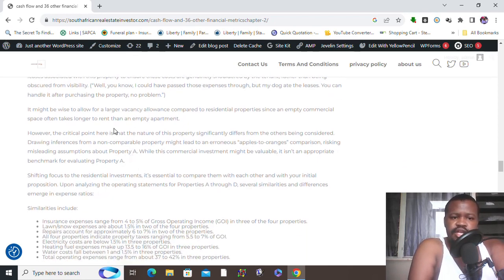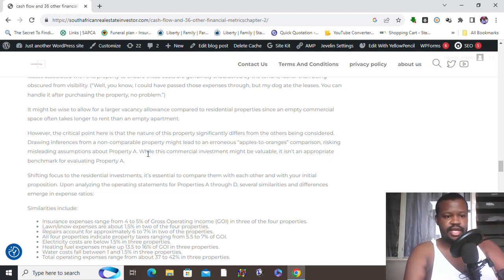However, the critical point here is that the nature of this property significantly differs from the others being considered. Drawing inferences from a non-comparable property might lead to erroneous apples to oranges comparisons, risking misleading assumptions about property A. While the commercial property might be valuable, it isn't an appropriate benchmark for evaluating property A.